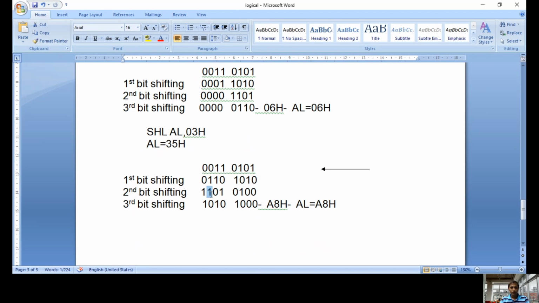Only one, this one will appear as the MSB bit. Then this is the answer. What is the answer for this? 8 plus 2 means 10. 10 in hexa is A. So 1000 means 8. So the answer for this problem is A8H. So your AL is now receiving A8H.